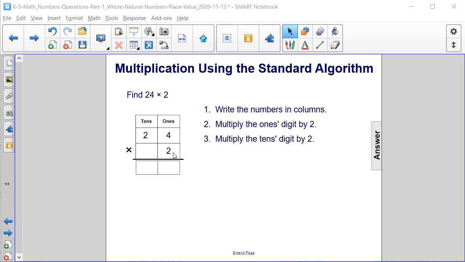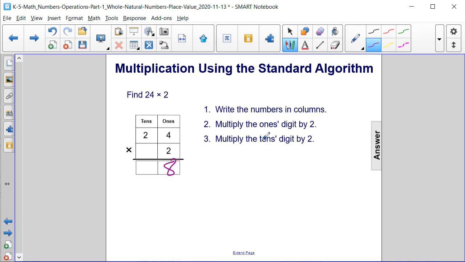Next, multiply the ones digit by 2, or the 4 and the 2. And when we do that, we end up getting 8. Then multiply the tens digit by 2. So 2 times 2 is 4. So the product of 24 and 2 is 48.